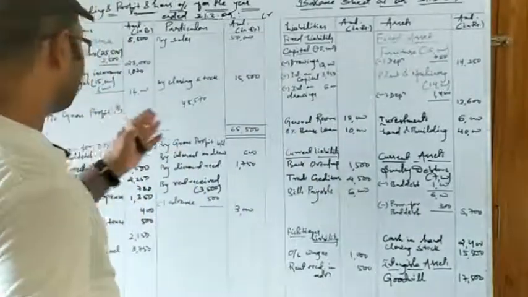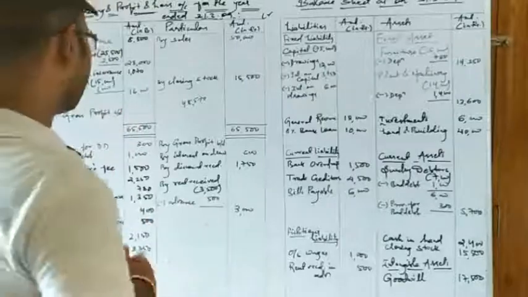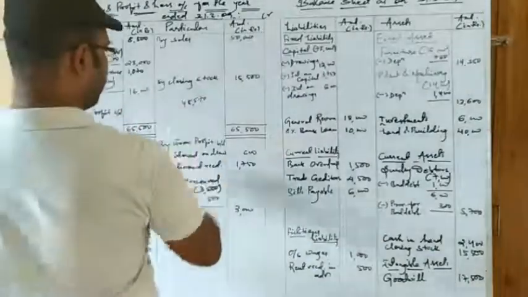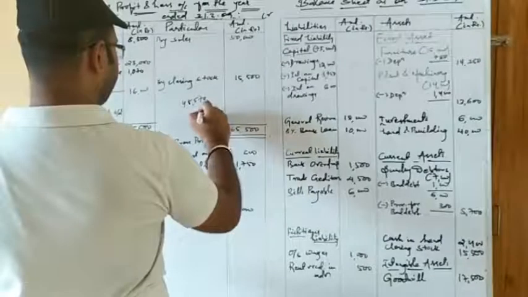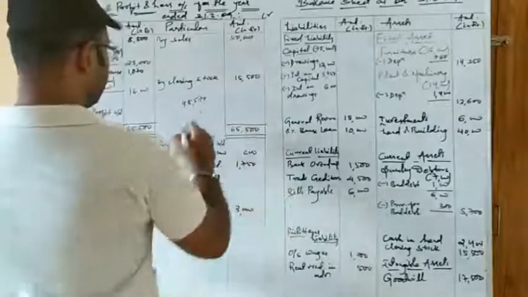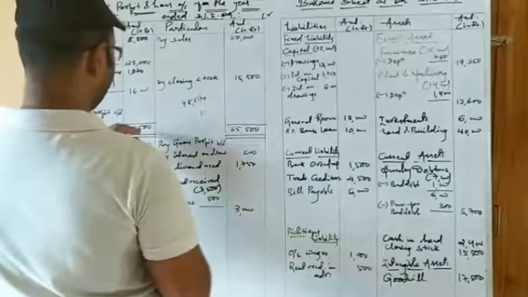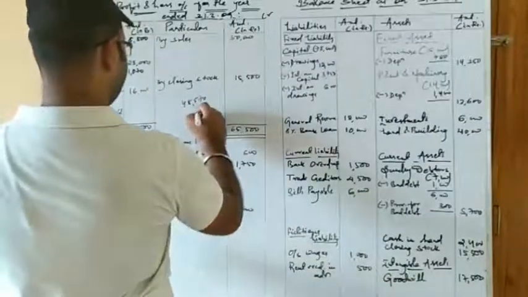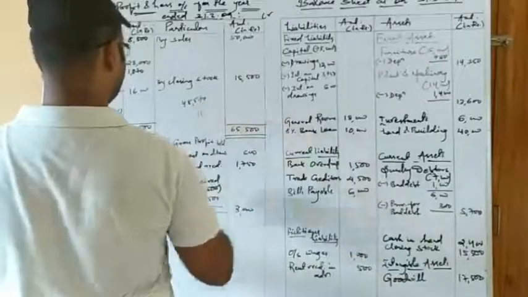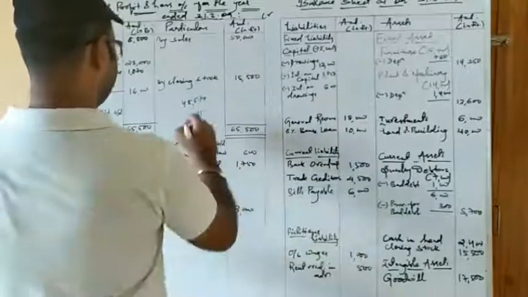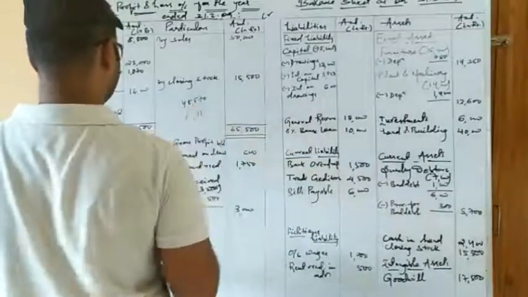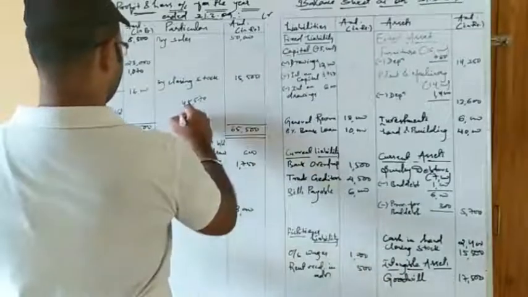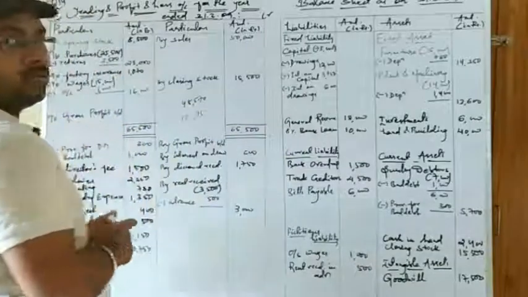Let us now subtract and check whether we are getting the correct answer or not. You have to subtract 65,500 minus 48,570. Let us see whether we are getting the answer. So we are getting the answer as 17,930.